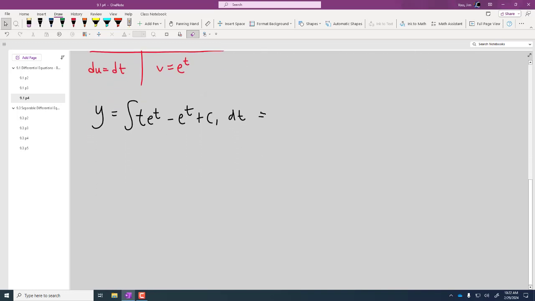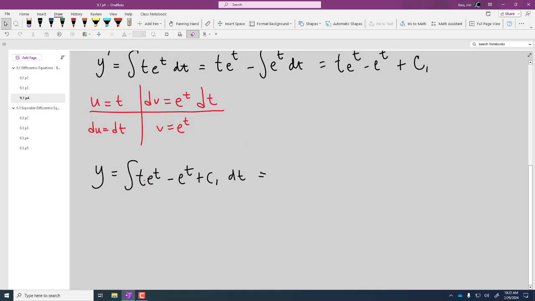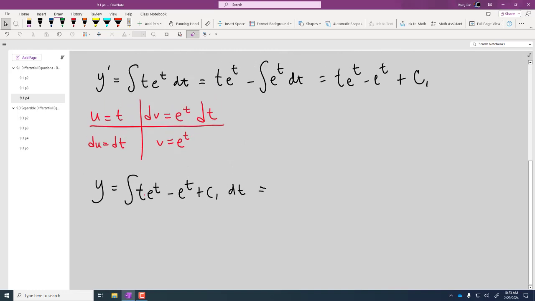So once again, we end up with a product. And to integrate a product that doesn't readily integrate with u sub, we have to use integration by parts. Isn't that the exact same one you just integrated? It's going to look exactly the same. So if you want to be clever and you know that the integral of t e to the t is going to be t e to the t minus e to the t plus a constant.